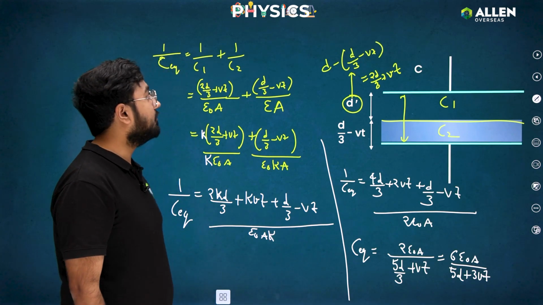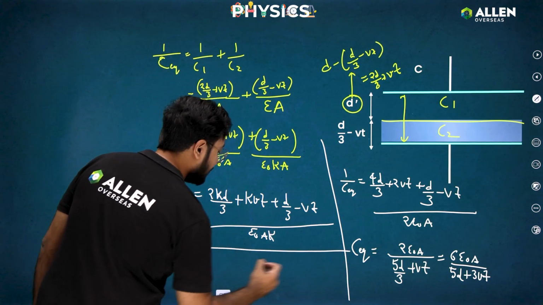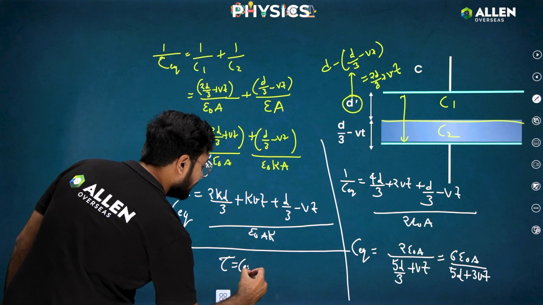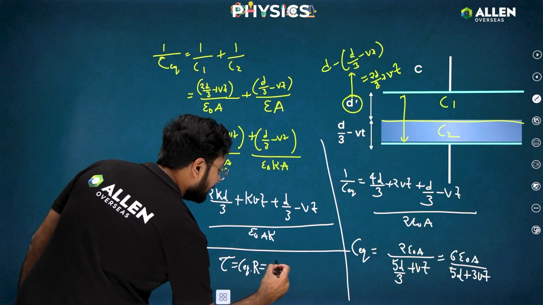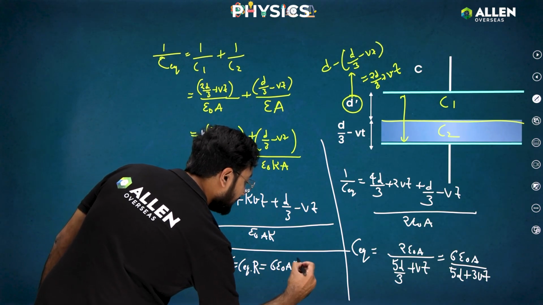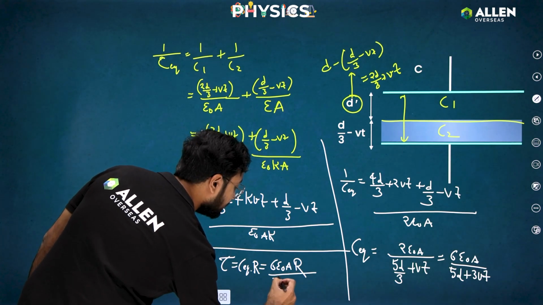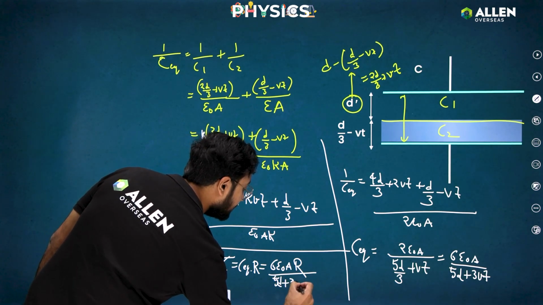If you have C equivalent, what will be the time constant? The time constant is C equivalent into R, that is 6 epsilon naught A into R over 5d plus 3Vt.